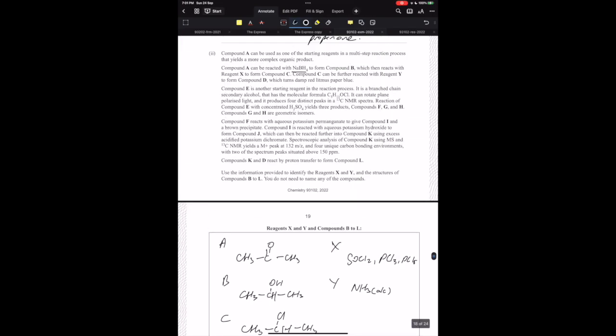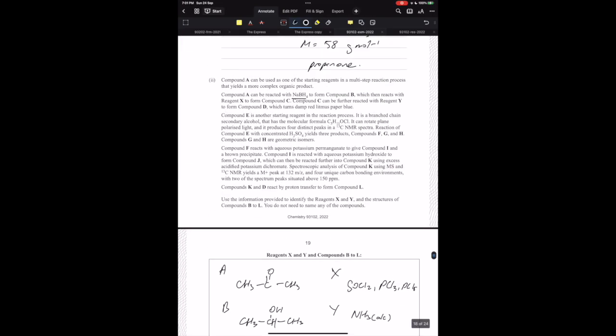Compound E is a very interesting one because they only tell us the molecular formula, C5H11OCl. And we know it's a branched chain secondary alcohol. We also know it can rotate plane polarized light, which basically means it's chiral. If it's chiral, that means there's one carbon atom in the molecule which is bonded to 4 unique groups. It also produces 4 distinct peaks in the 13C NMR spectrum, which means it has 4 carbon environments. Because we have 5 carbon atoms but only 4 carbon environments, there is some aspect of symmetry here.